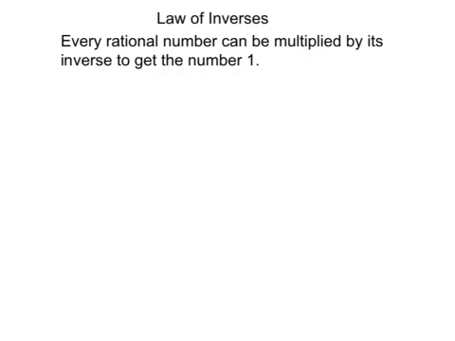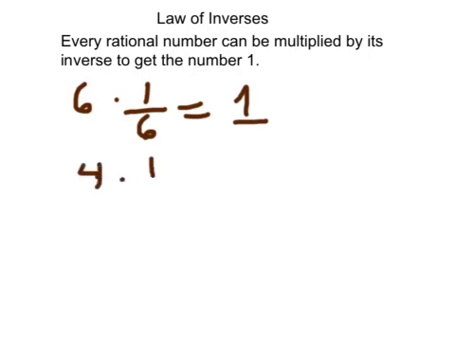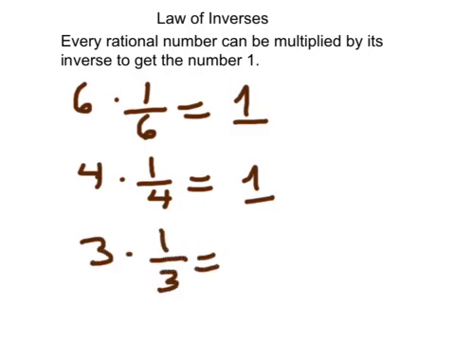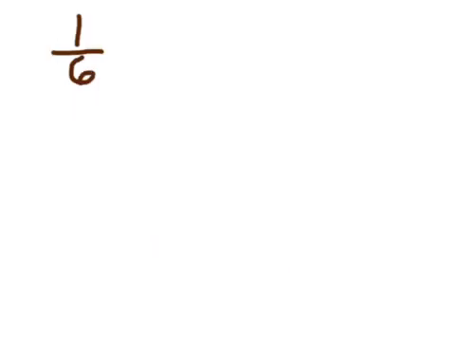For example, 6 times 1/6 gives you 1. 4 times 1/4 gives you 1. 3 times 1/3 gives you 1. Now it works the other way around as well. 1/6 is a rational number and it has an inverse, and that inverse is 6, or 6 over 1, so that if you multiply them, you get 1.